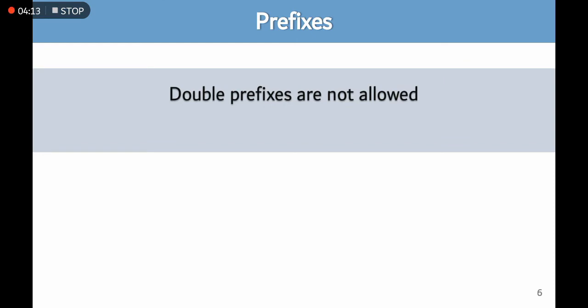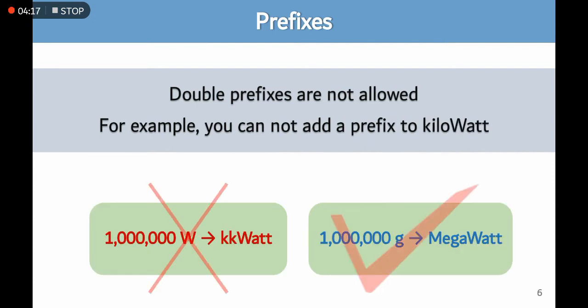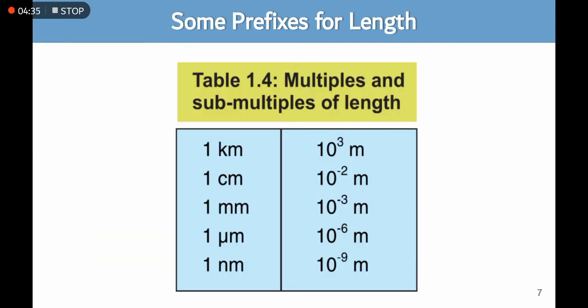Another point to be noted here is that double prefixes are not allowed. For example, you cannot add a prefix to kilowatt. Let's consider an example in which we have 6 zeros. We cannot write it as kilowatt. Instead, we will write it as megawatt. As it has 6 zeros, 10 raised to the power 6 is 1 mega.